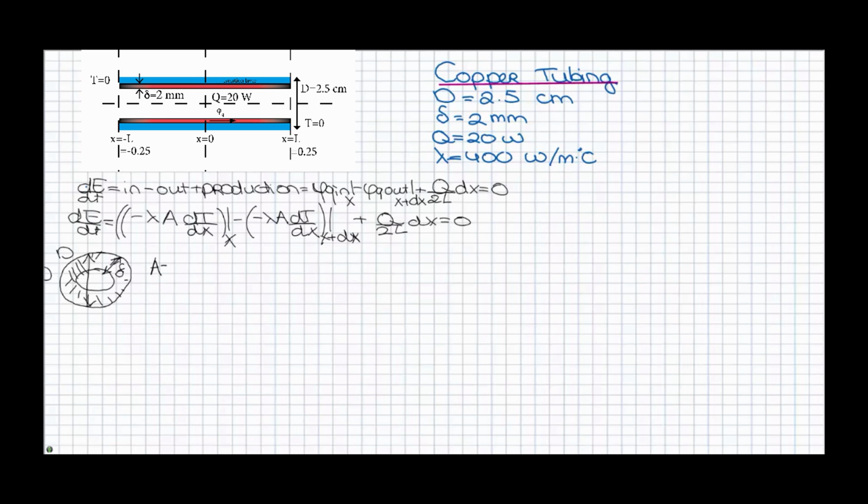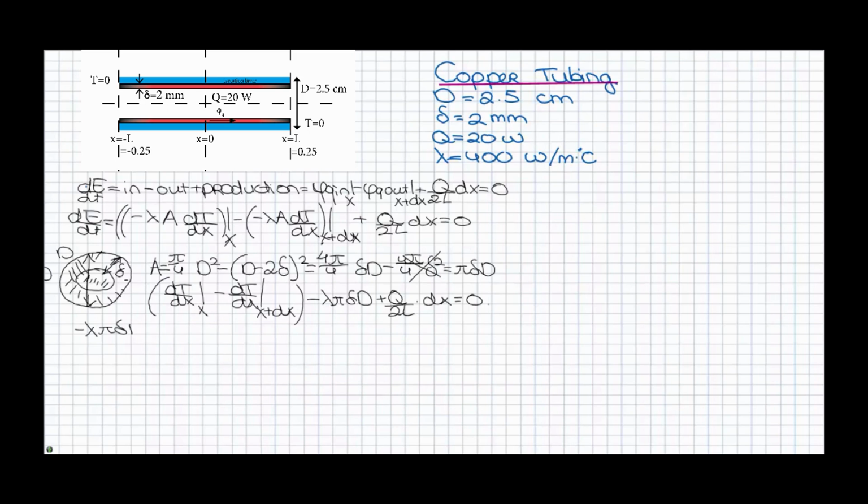is pi divided by 4 times the whole area of the circle, d squared, minus the small circle, which is d minus 2 delta squared. And if you write this out, you will find 4 pi divided by 4 d delta minus 4 pi divided by 4 delta squared. And because delta squared is so much smaller than delta times d, we can neglect this one and we will use pi delta d.